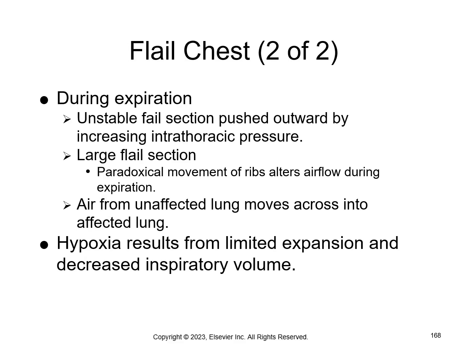During expiration, the unstable flailed section will push outward, increasing the intrathoracic pressure. You'll see paradoxical movement of the ribs, which alters the airflow during expiration. Air from the unaffected lung will move across the affected lung, and they'll develop hypoxia because of the limited ability to expand and decrease the inspiratory volume.